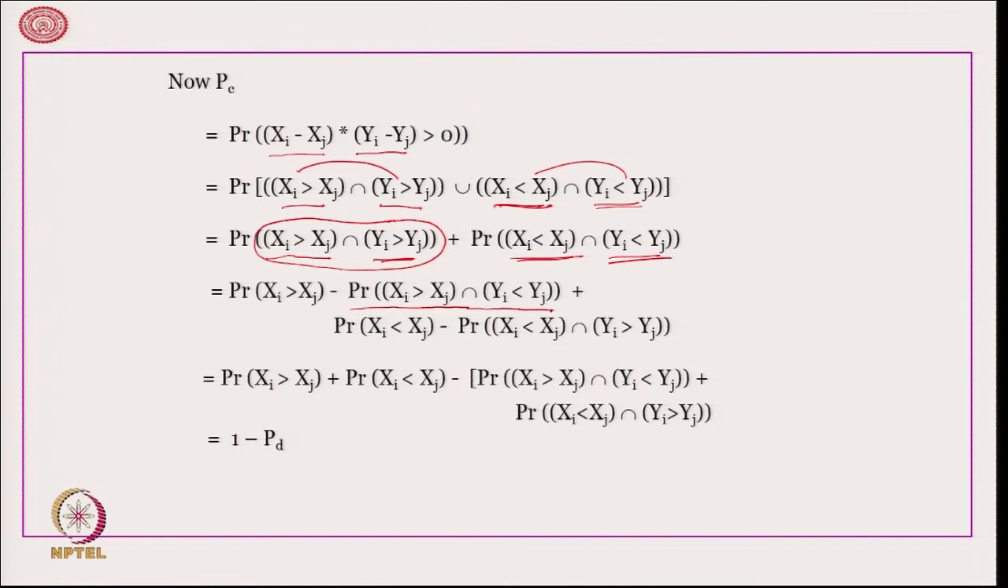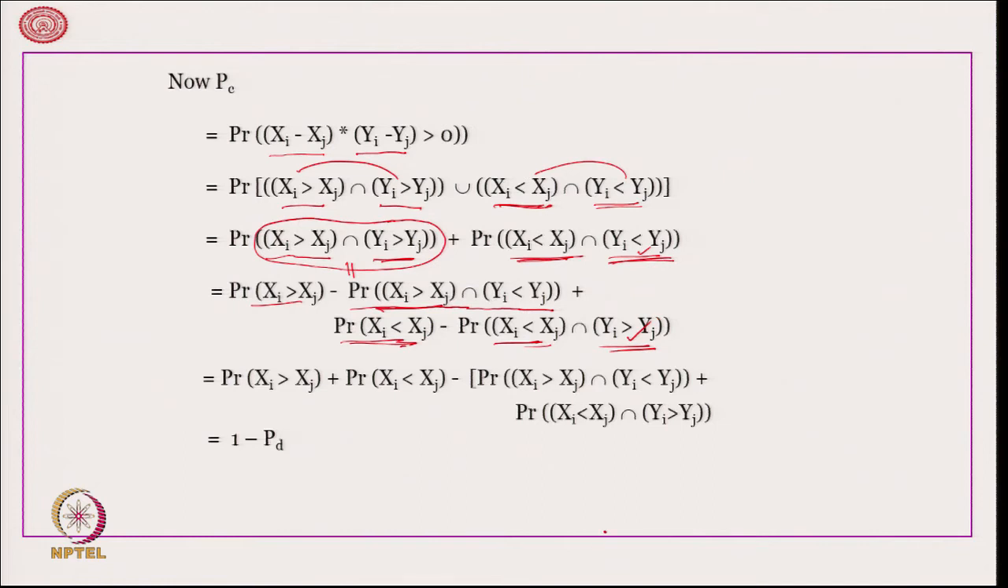This is very straightforward and we can see it very easily from the Venn diagram. So, I am not going to explain that. You convince yourself that the probability of this event can be written as the difference of these two probabilities, and in a very similar way, probability x_i less than x_j and y_i less than y_j can be written as probability x_i less than x_j minus probability x_i less than x_j and y_i greater than y_j. Here it was less than, now it becomes greater than.